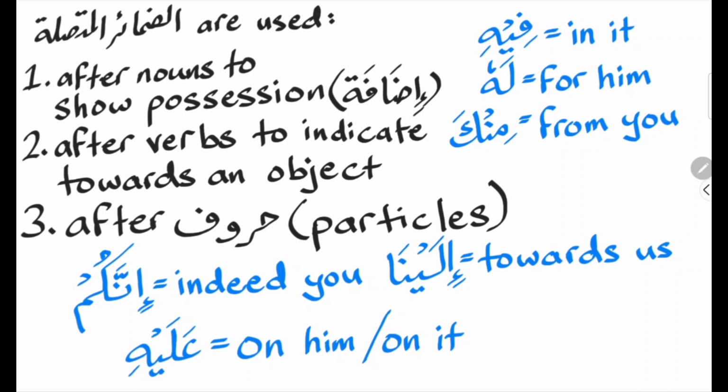So the gist of the lesson is that al-Dhama'ir al-Munfasila, which we discussed in the beginning, unattached pronouns, are most often used as mubtada, and al-Dhama'ir al-Muttasila, which are attached pronouns, are used number 1 after nouns to show possession, number 2 after verbs to indicate towards an object, and number 3 after huruf or particles. That includes huruf al-jar and it includes other huruf as well.